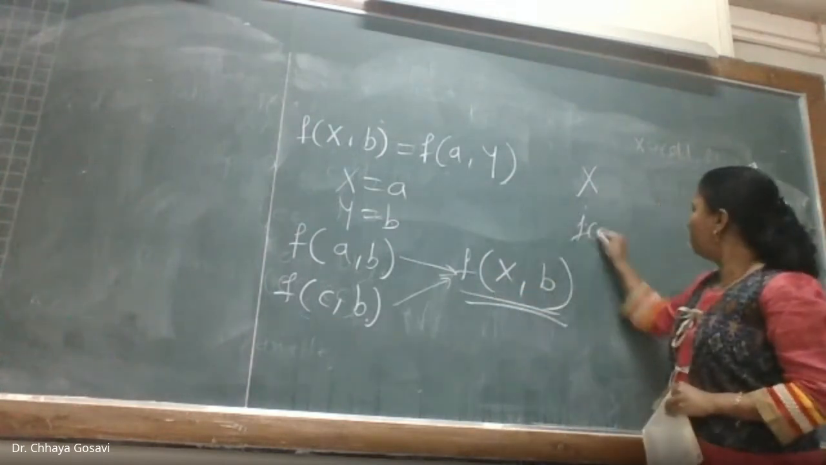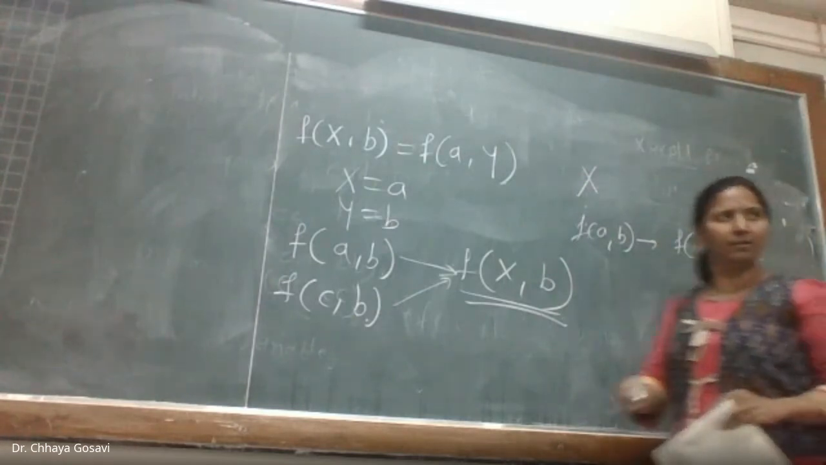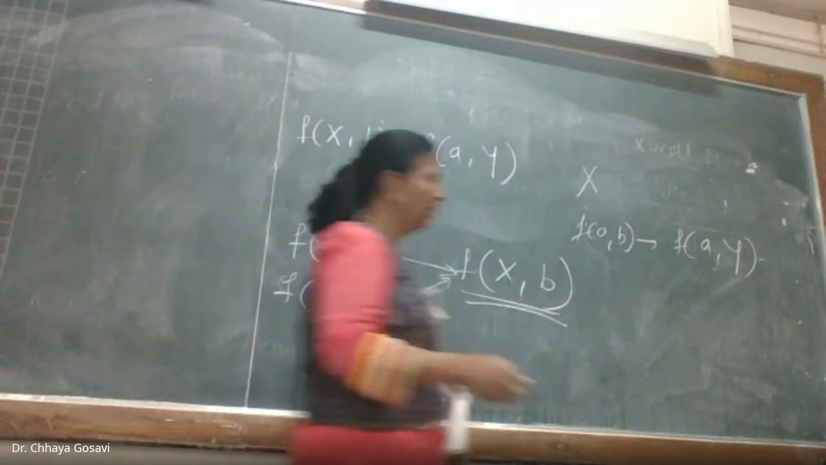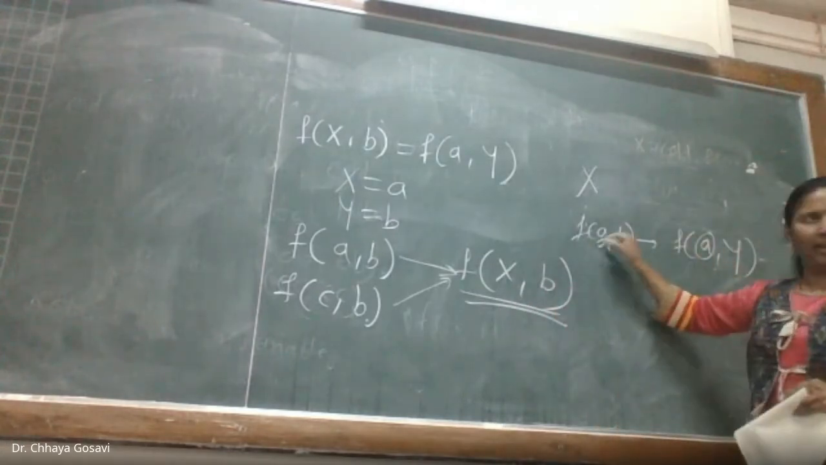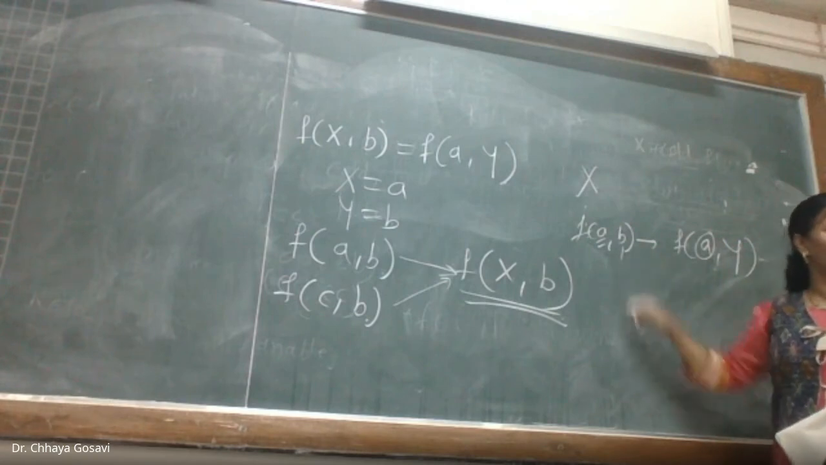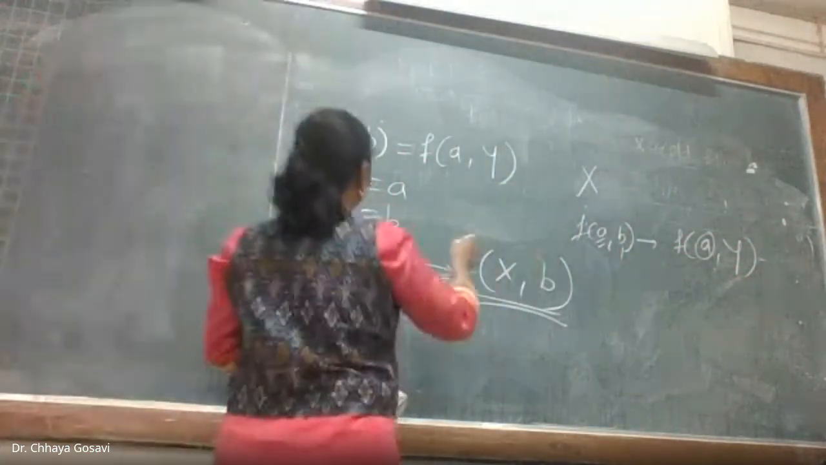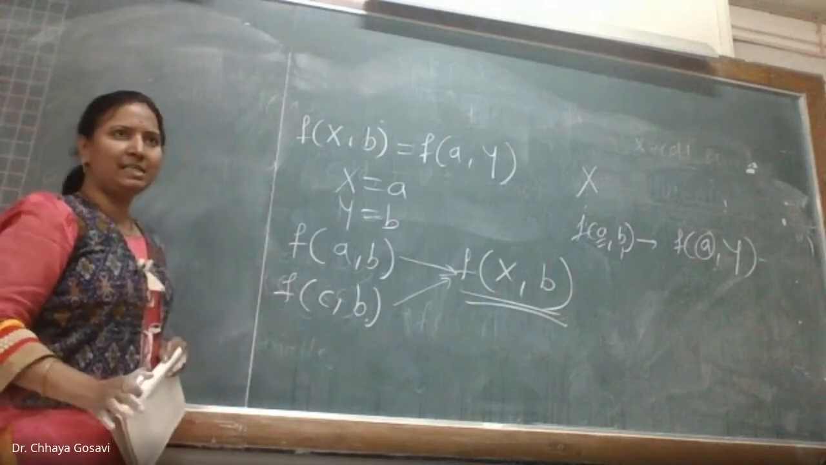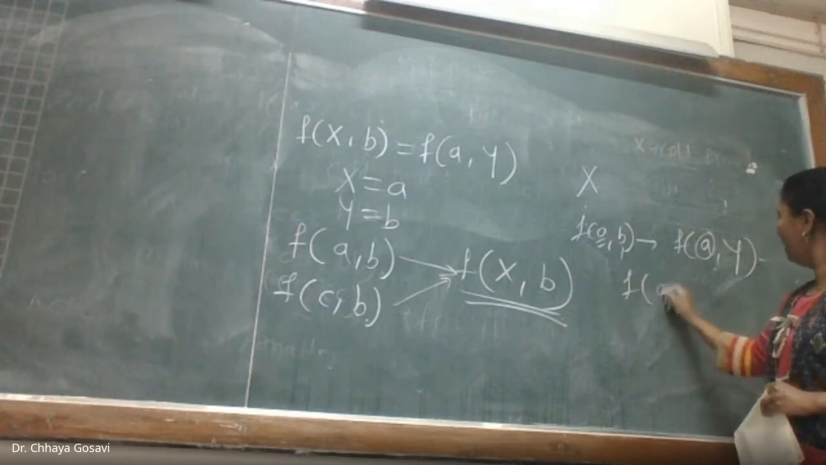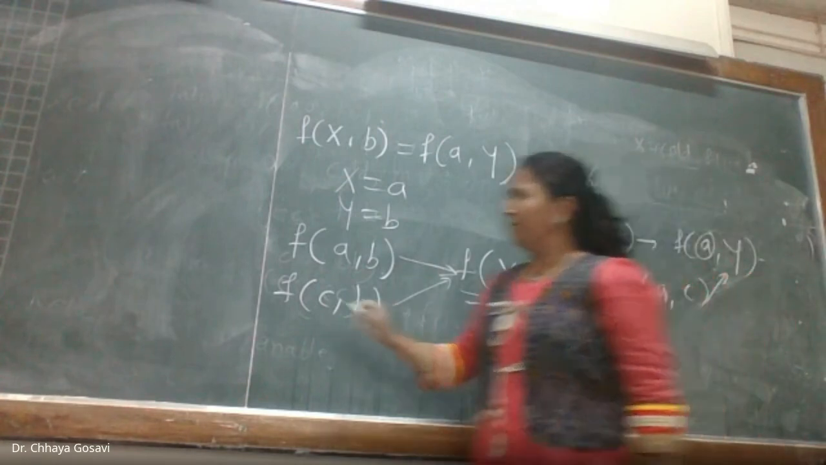So can I say that f(a, b) is an instance of f(a, y)? It is matching. A is matching with this a, and y can take any value: b, c, d. So f(a, b) is one of the instances of f(a, y). Now if I am using a condition here, suppose f(a, c) is also an instance of f(a, y).